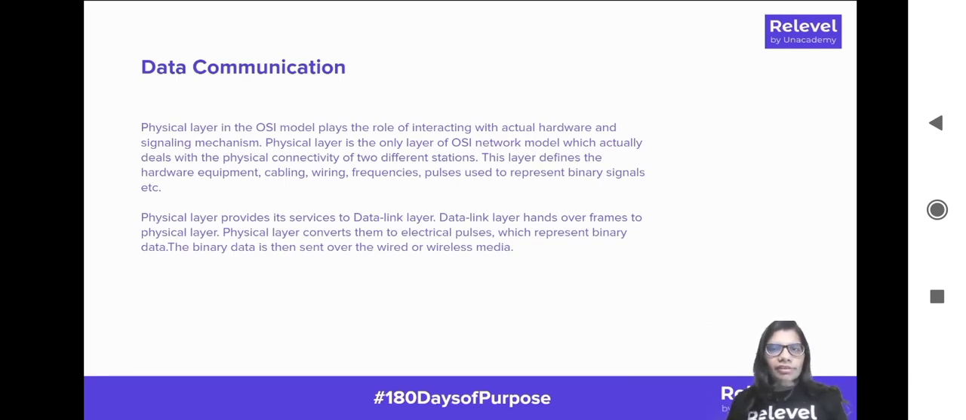So actually, the physical layer provides its services to the data link layer. The data link layer hands over the frames to the physical layer, and the physical layer converts them to electrical pulses which represent the binary data. That binary data is then sent over the wired and wireless media. So here we have talked about sending the binary data. So how is that being sent?